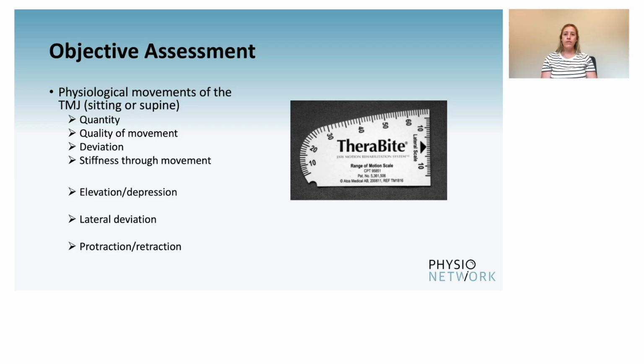So remember, with our physiological movements, we are assessing our elevation, depression, or our opening. We're assessing our lateral deviation, our side-to-side movement, and our protraction, retraction. So as I said, I usually do them all in sitting, and I will look at my protraction, retraction from the side of the patient, and then I will often do them all in supine as well, and that's usually where I'll measure using my Therabite the elevation, depression, or the opening, and also their lateral deviation movements.